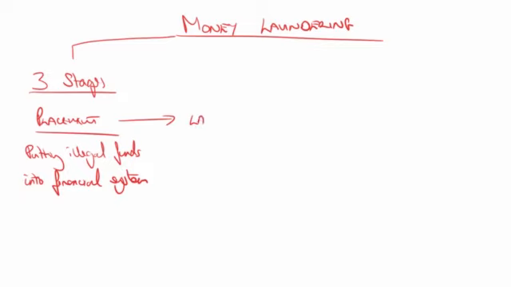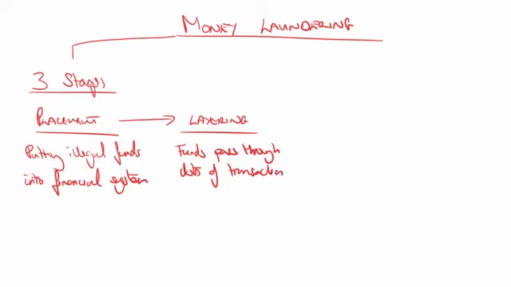Then I would try and layer it. Layering is where the money is moved through lots of different transactions. I will put it in a different bank account, then in a different bank account, then I'll transfer it back, then I'll transfer it somewhere else. What I'm trying to do is confuse anybody who's trying to follow the money. So the illegal funds pass through lots of transactions, trying to create a very complex audit trail.